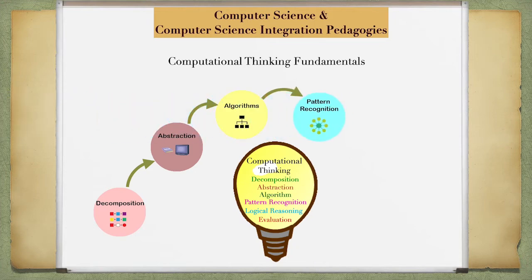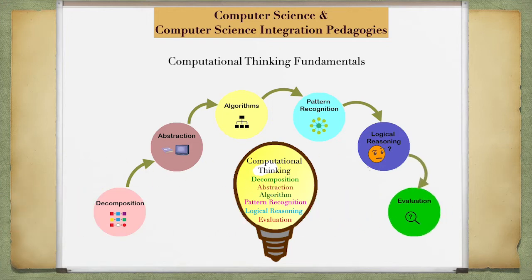Pattern recognition is the process of looking for similarities across sets of problems or similarities within the problem itself. Pattern recognition can be applied to the solution as well. Logical reasoning means making decisions, doing one thing or another. Evaluation is a process by which a computer system's resources and outputs are assessed to determine whether the system is performing at an optimal level.